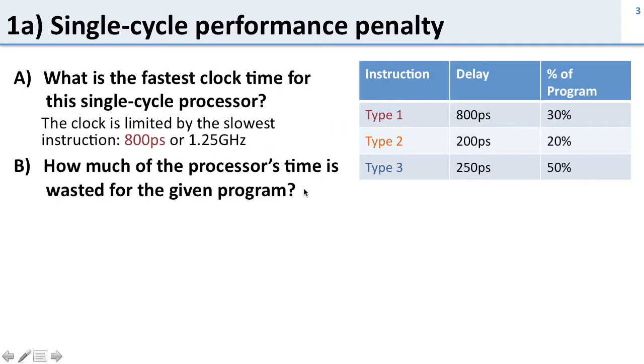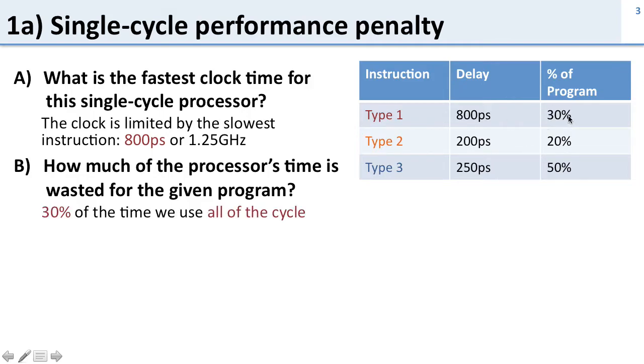Now how much of the processor's time is wasted? Well, whenever we do these type 2 instructions, we know we're going to waste a lot of time because we have an 800 picosecond clock cycle, but type 2 instructions only take 200 picoseconds. So we're going to waste 600 picoseconds here, and we're going to waste that 20% of the time. Do the same calculation for the other two.